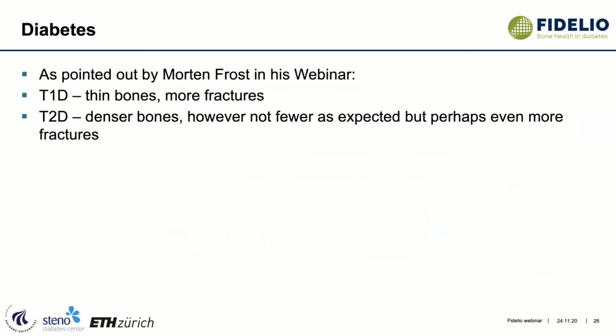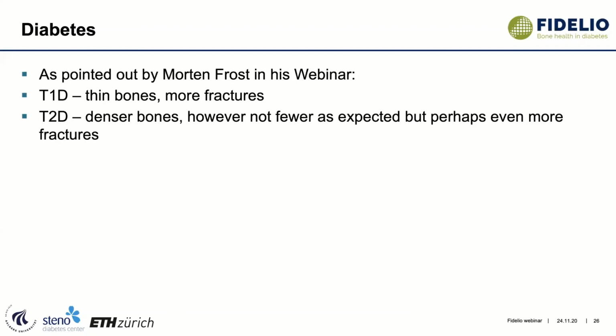So now back to the diabetes. Sorry for the digression, just to show you an example of how we can do this. Morten Frost excellently pointed out in his webinar, just to boil everything down, if you have type 1 diabetes, in theory you have thin bones, therefore you're expecting more fractures. That is also what you do see. However, there's a discrepancy between the number of fractures you see and the decrease in bone density. So there's something we don't capture with traditional scanning techniques.